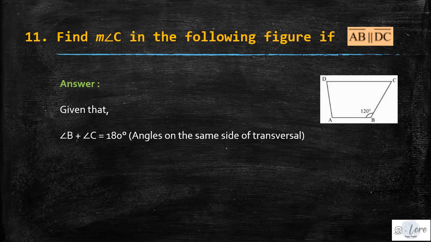We are just applying the values. 120 plus C is equal to 180 degrees. So C is equal to 180 minus 120. We get the resultant C is equal to 60 degrees. So when C is equal to 60 degrees, they have given that both are parallel, so definitely we can find the value of C.